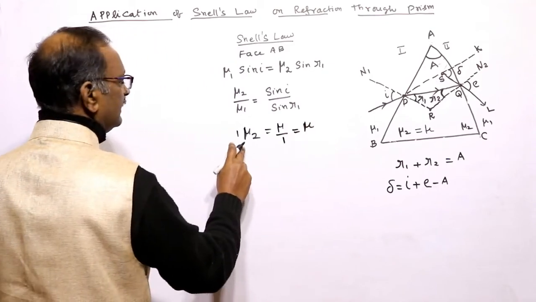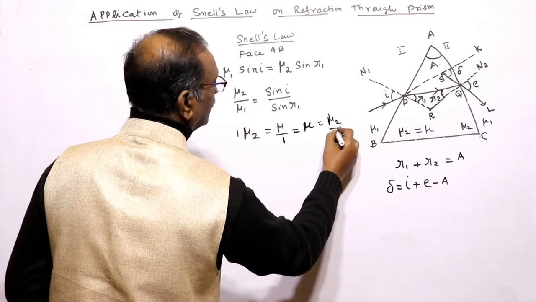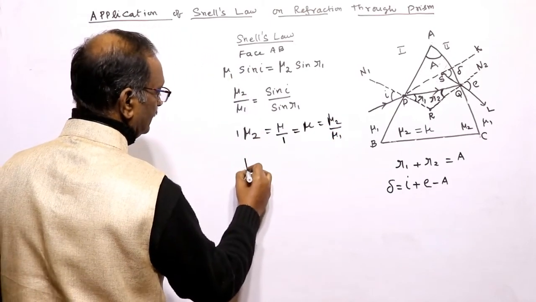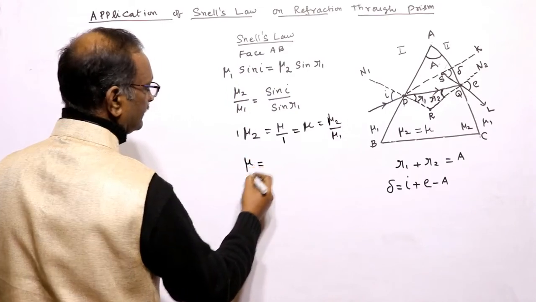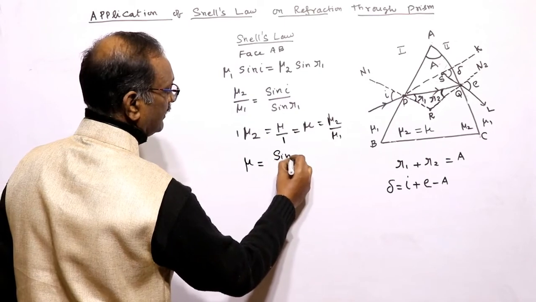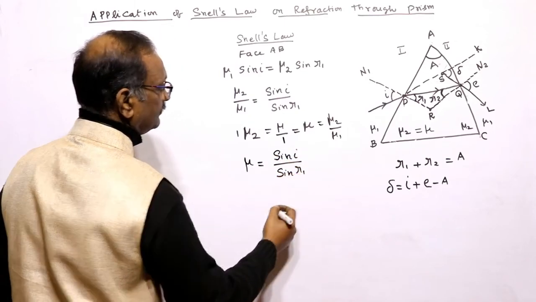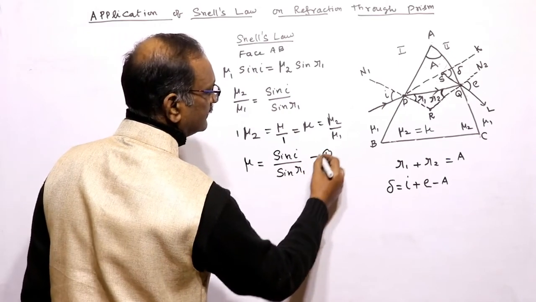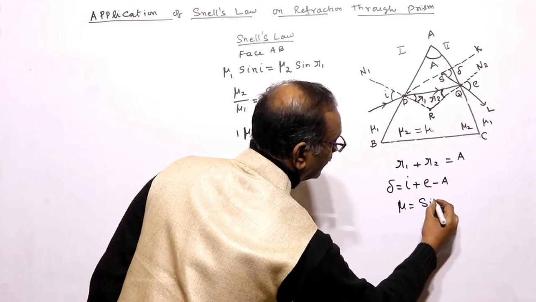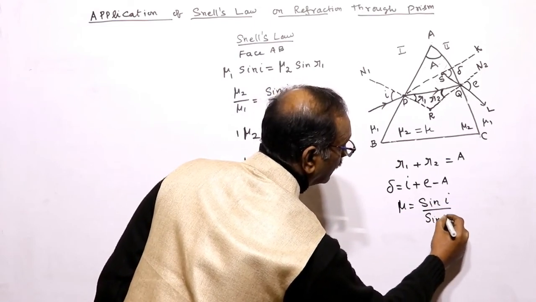in general mu2 by mu1 is simply mu, the refractive index of the prism material, is equal to sine of I by sine of R1. This is one relation, that is mu is equal to sine of I by sine of R1.